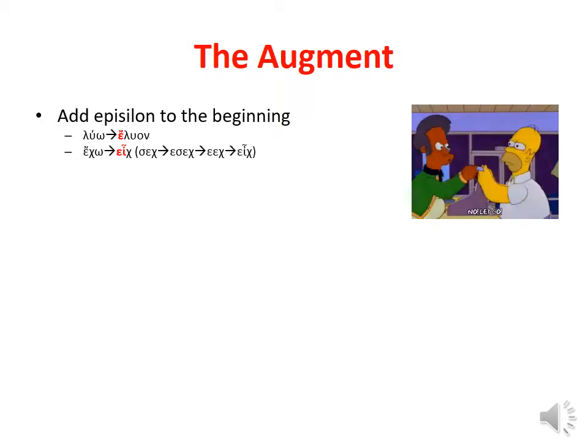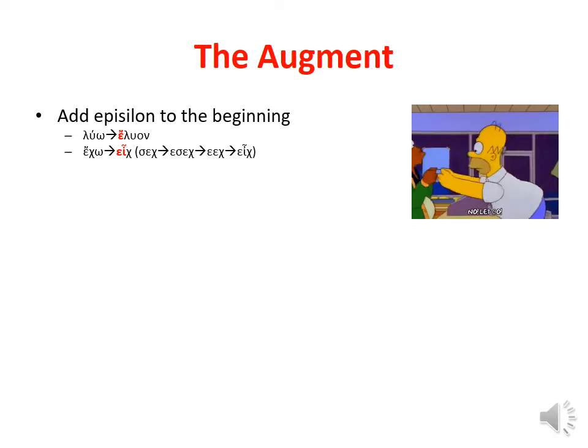Let's zoom in for a minute on the augment. The augment, as I said, usually appears as an epsilon added to the beginning of the word. So luo becomes eluon. Echo presents a special situation because when the epsilon is added, we now have epsilon epsilon, which will contract to epsilon iota.